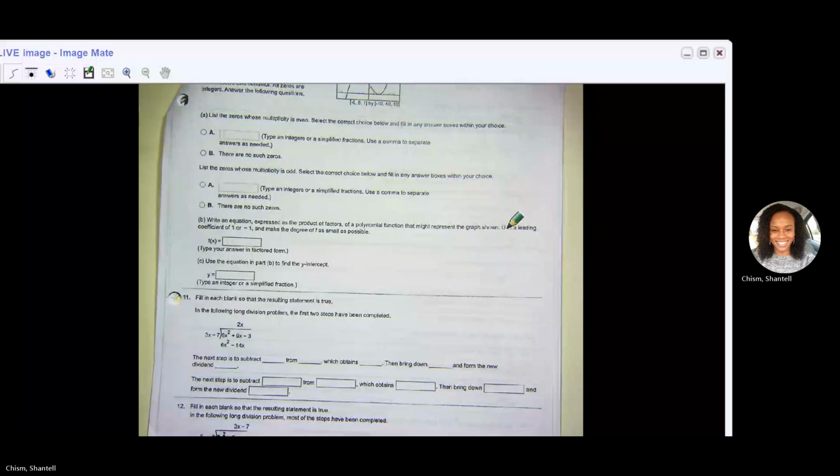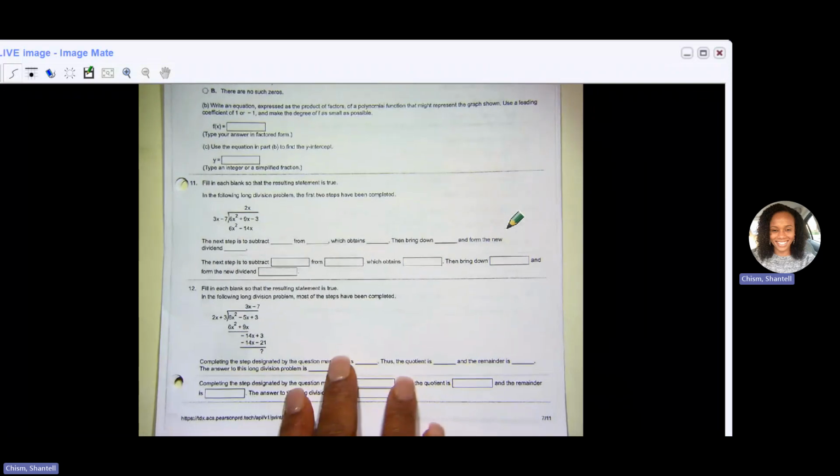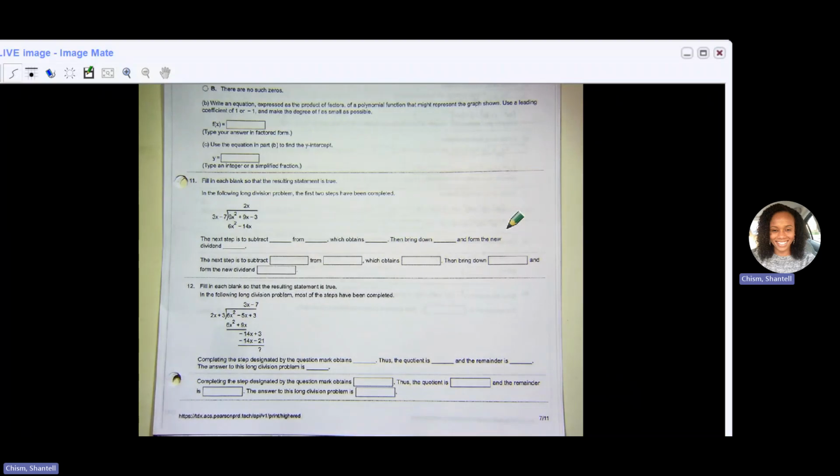I just want to go back to number 11 and 12. Let me share my screen, share my document camera. Okay, so what we have here is long division, number 11 and 12, where basically the problem has been pretty much started for us on both of these, and we're asked to complete them or name the next step that we would have to do. So with number 11, let's take a look at it.